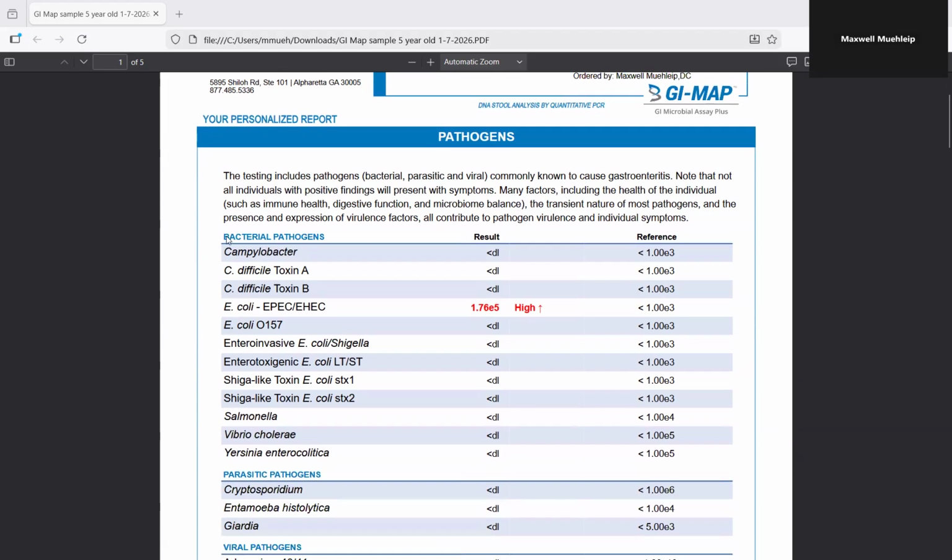Now you can see right here at the top, pathogens. Boom, we already have a positive for one, a type of E. coli that is known to cause stomach cramping, nausea, changes in bowel movements. So this person had food poisoning, right? So no wonder her tummy hurt.